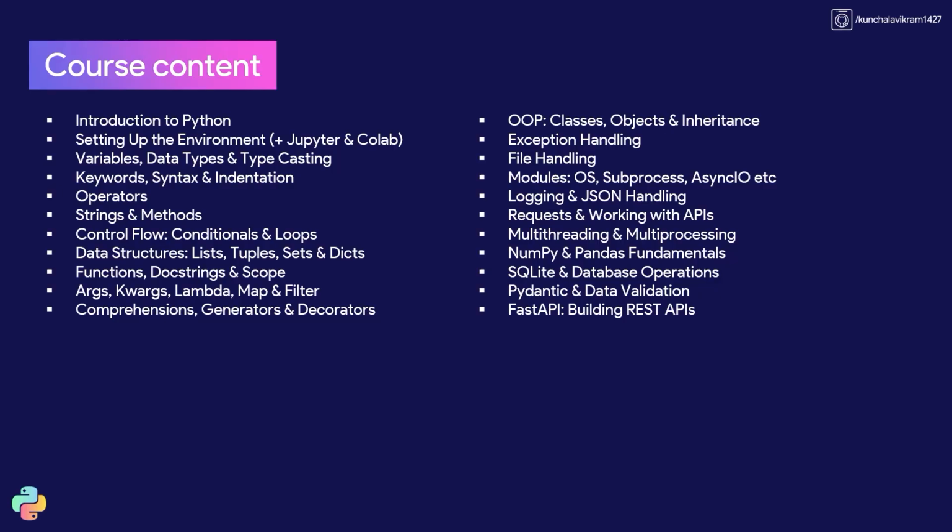And then we'll move on to understanding what are args, keyword arguments, lambda functions, comprehensions, generators, decorators, and then finally, we'll see what is object-oriented programming in Python. In the final section, we'll see some of the advanced topics like exception handling, file handling, and using some of the modules like OS, subprocess. We'll also see logging, file handling like JSON, working with APIs, multi-threading and multiprocessing, and many more.